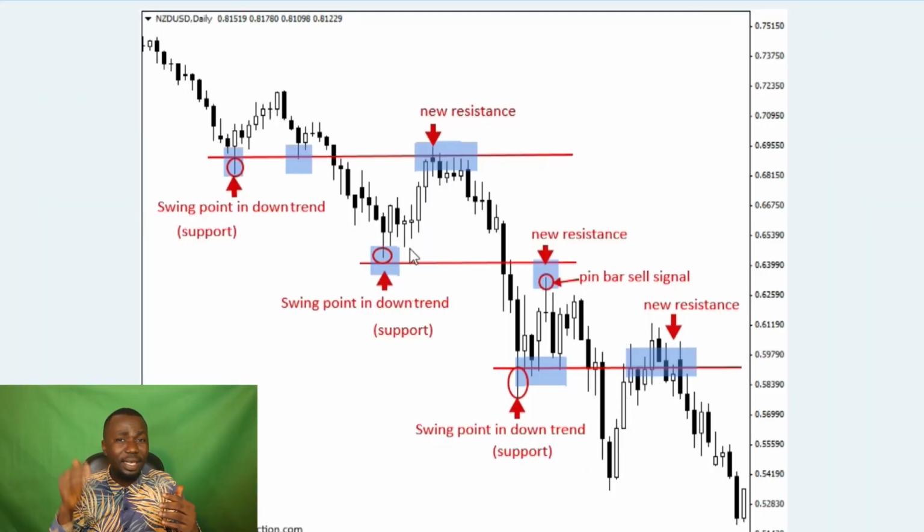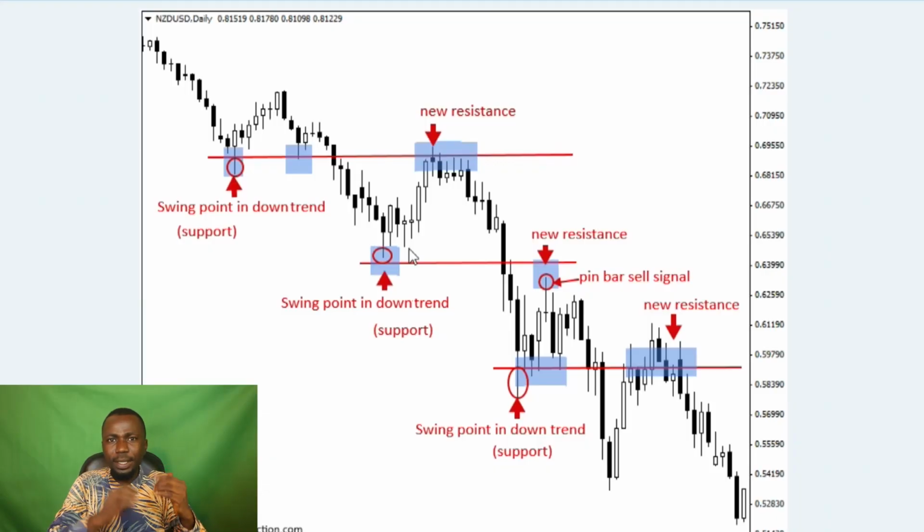So if the market is trending down, you only sell, and if the market is going up, you only buy. But if the market is ranging, you can buy and sell. Do you understand the concept? If the market is trending up, you only buy. If the market is trending down, you only sell. But if the market is ranging, consolidating, you can buy and sell, right? So that is what I'm talking about.